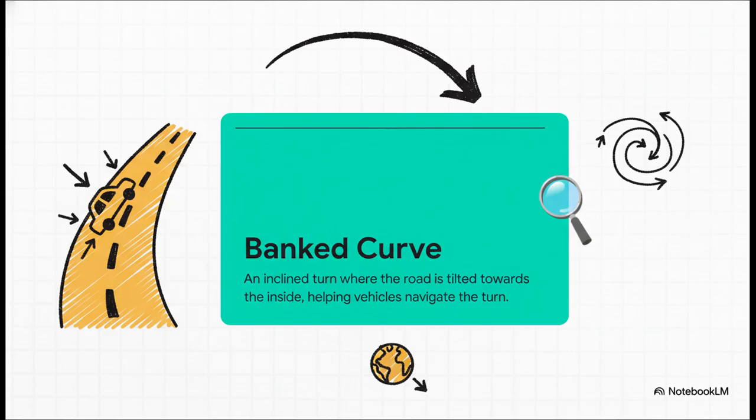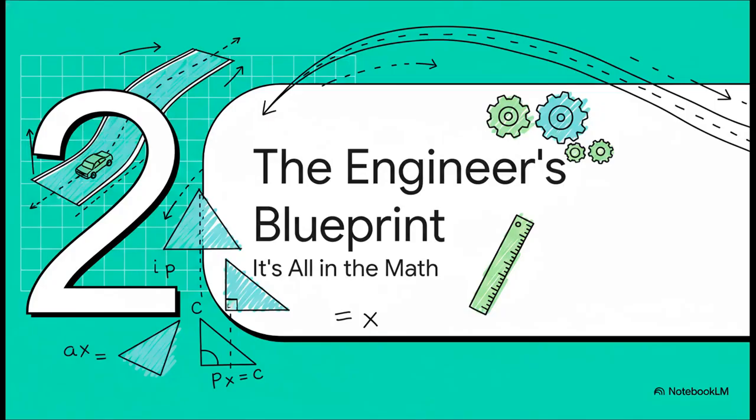It's pretty much what it sounds like, you know? The road itself is tilted or banked toward the inside of the turn. And that tilt, well, that's the secret sauce. It uses the force of gravity to help pull the car through the curve, so it doesn't slide out. But how much of a tilt is the right amount? That's not just a guess. Oh no, it is pure math.